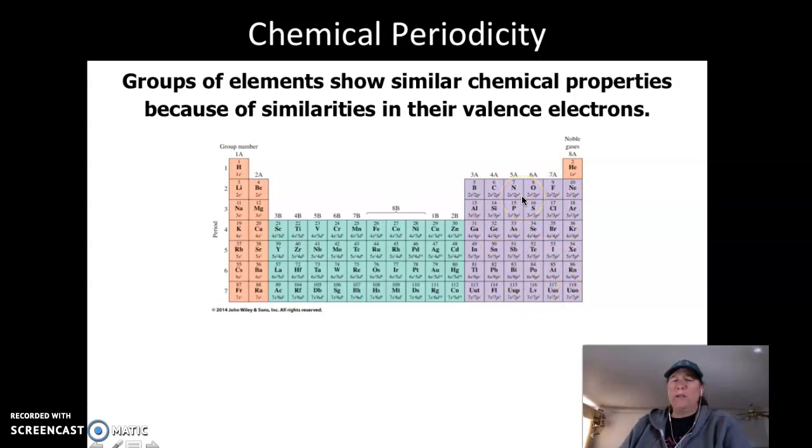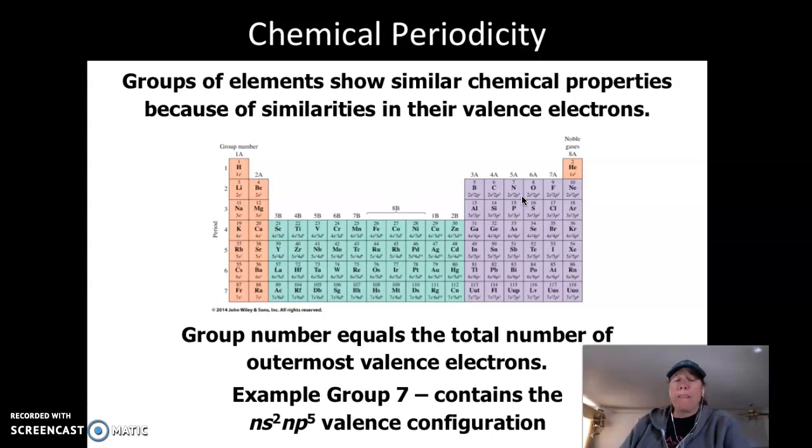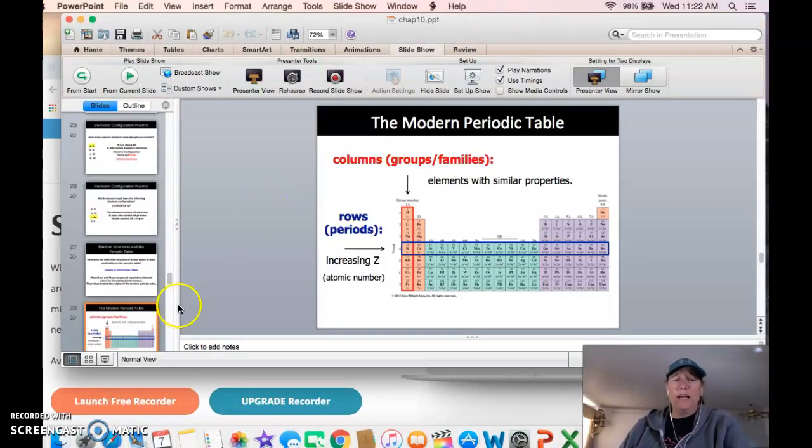The next chapter, I'll show you how to draw them out. Okay, so the group number equals the total number of outermost electrons. So 7 has 7A. Now, these are the A's. These guys have 1, these guys have 2, 3, 4, 5, 6, 7, and these guys have 8, except for helium. Helium only has 2. Hydrogen and helium are different because they're such small elements, but again, that's where you get it from. Okay, so we're done now with chapter 10.